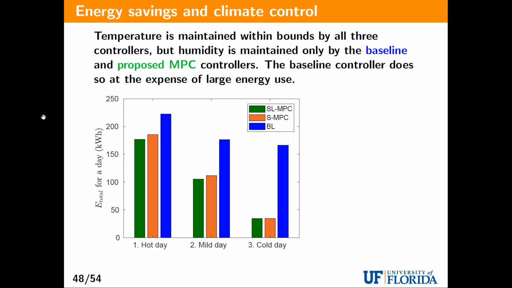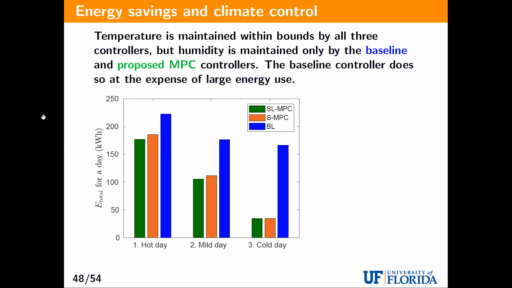Now, baseline of course maintains humidity and temperature, but the way it maintains humidity is by using these very aggressive, conservative control commands, like keeping the supply air conditioner temperature at 55. And because of that, the baseline controller expends a lot of energy, and this MPC can actually save a lot of energy by optimizing, by recognizing that you don't always have to keep the conditioned air temperature at 55.